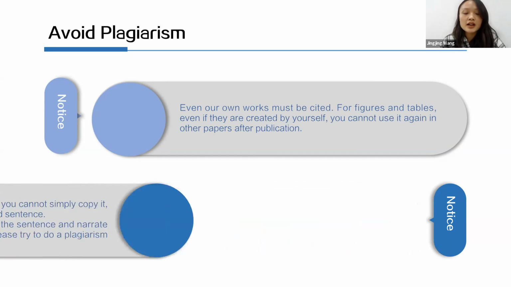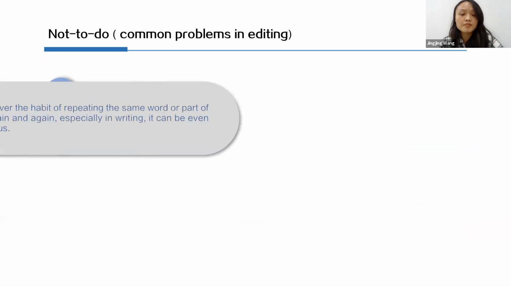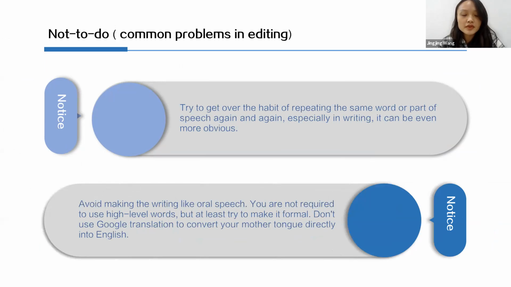At last, I will mention two frequently occurring problems in article writing. They are not so serious, but I think they have to be overcome. The first one is a habit of repeating the same word or part of speech again and again.